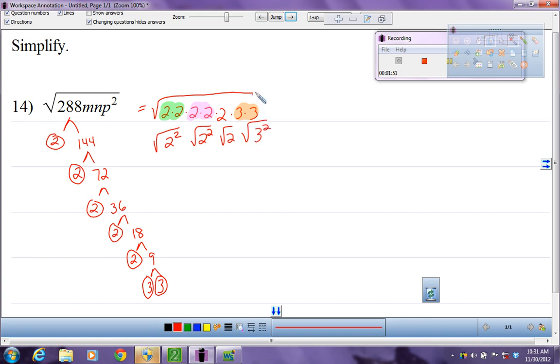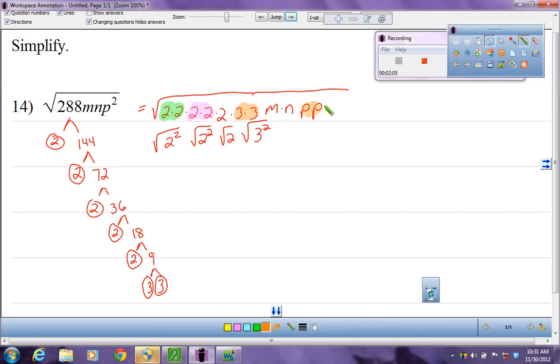Okay? And then as far as the letters are concerned, I have M, N, P, P, because it's P squared, right? And you're trying to get pairs also, but the only one that really has pairs is this one. That's the only one that has a square there. The other ones are just standalone. So you write them alone in the square root. And this one's a P squared.